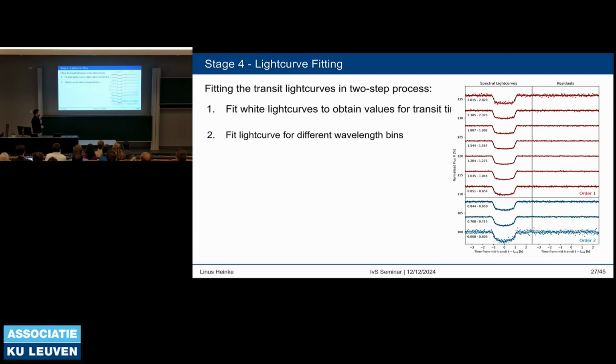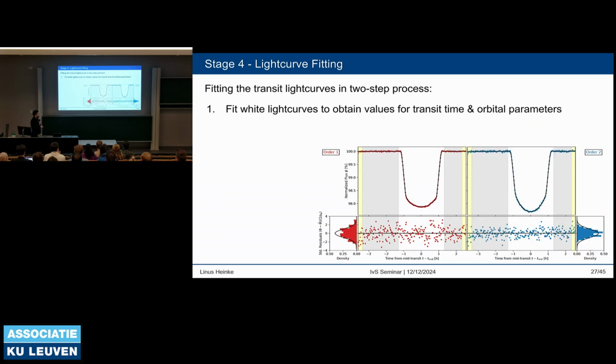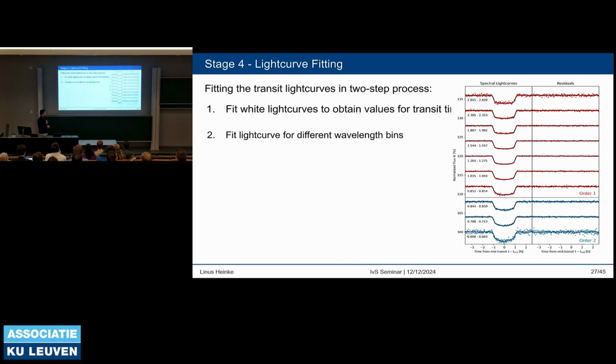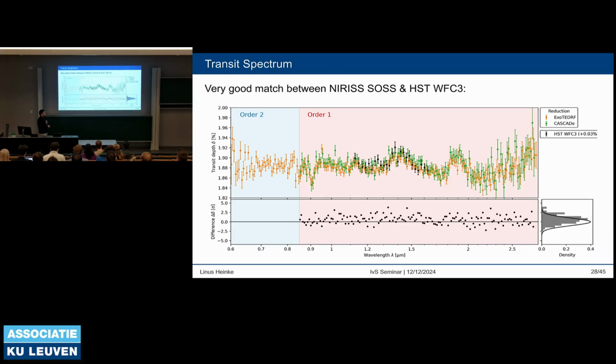And then in the second stage, we fit different spectral bins. Often we don't do this at the full resolution of the instrument because then we get a very noisy transmission spectrum. We have to do more fits, it takes more time. So we typically already bin slices of pixels here into smaller binned spectral light curves, fit those, and then we get all these different transit depths from that, and that then creates in the end our transmission spectrum.